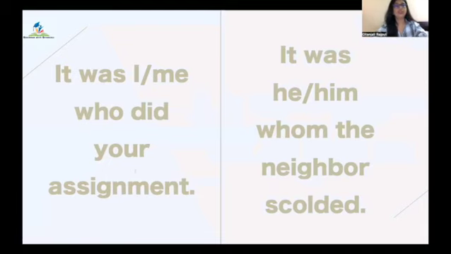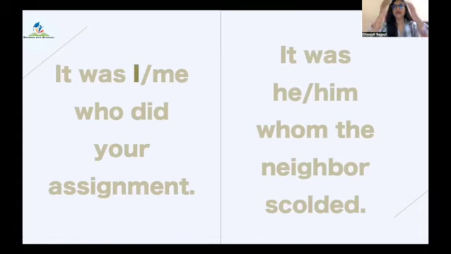Okay, we have two more examples. It was I/me who did your assignment. Okay, we got to decide between I and me. Before deciding that, we can very clearly see that here we have used the relative pronoun who, which is dividing your sentence into two clauses. First clause is it was I/me. Second clause is who did your assignment. We very well know that the relative pronoun who acts like the subject of the coming clause. So the antecedent of who should also be the subjective form of a pronoun. Therefore, I is the correct option.